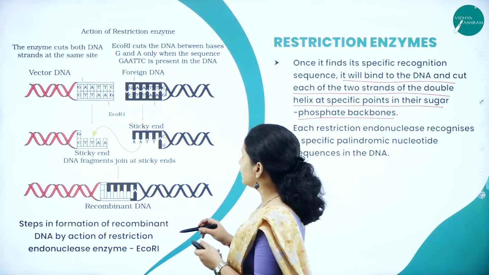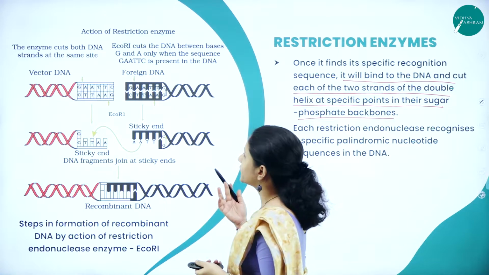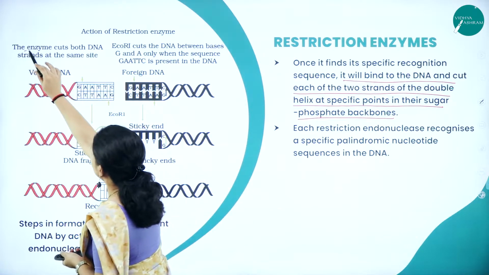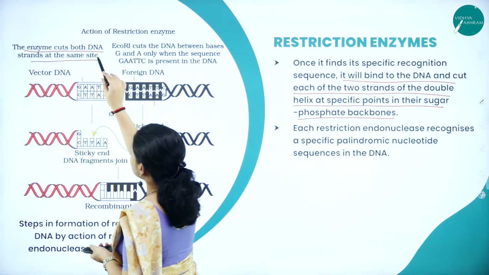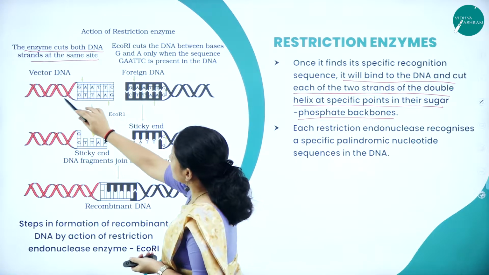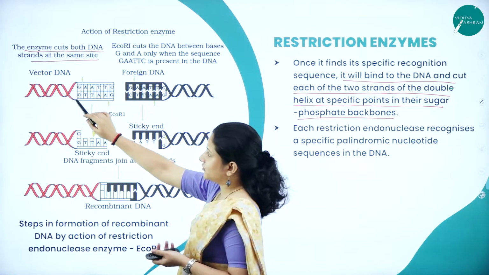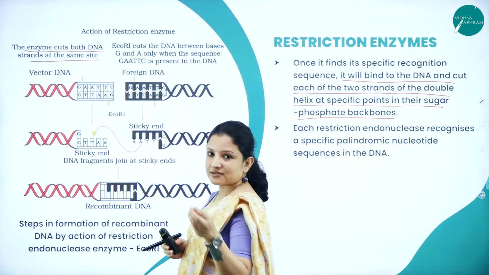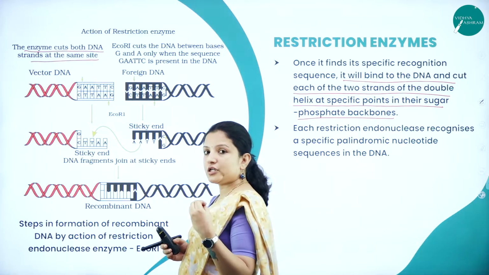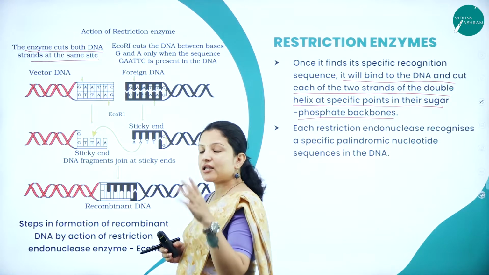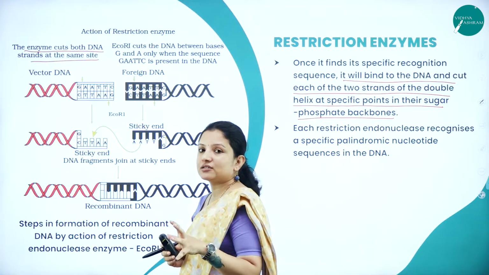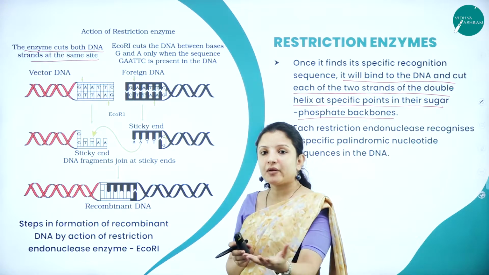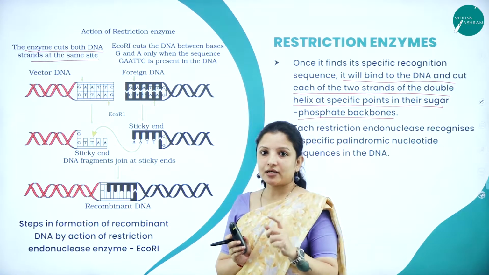So here, if you can look, we have the action of the restriction enzyme. This enzyme cuts both the DNA strands at the same site. Can you see here? This is the restriction enzyme that is used. This is the vector's DNA. Here we need the vector's DNA and the foreign DNA. So what we need to do is cut the vector's DNA and introduce the foreign DNA into it. Vector DNA means that bacterial DNA which is capable of carrying the foreign DNA, right?